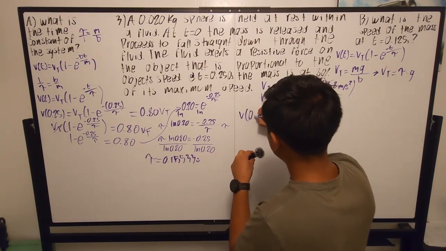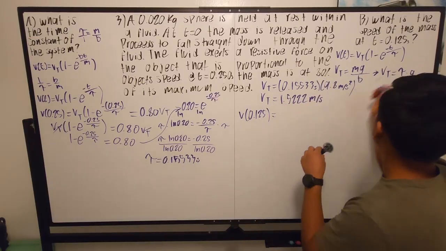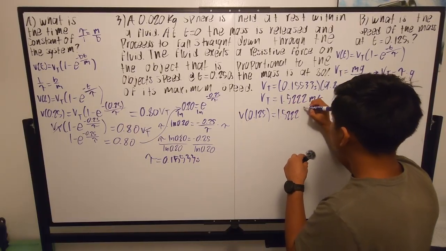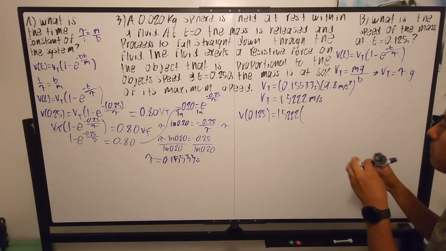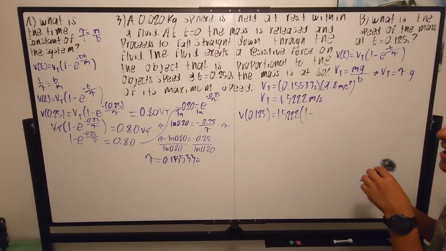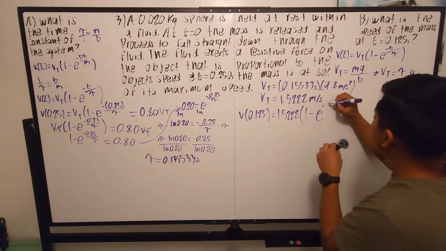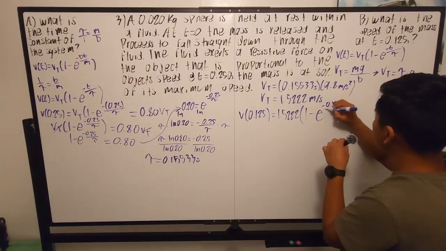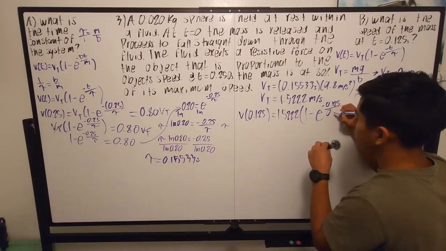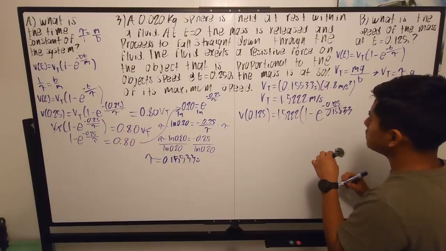So the velocity at 0.125 seconds is going to be equal to V terminal, which we just found to be 1.5222. I'm going to keep the units out for right now, or until the end, just to save time on writing. Times 1 minus e to the negative time that we have. So we have negative 0.125 seconds all over tau, which we found in the last part, which is 0.1553 seconds as well.